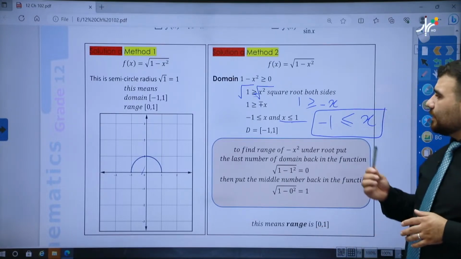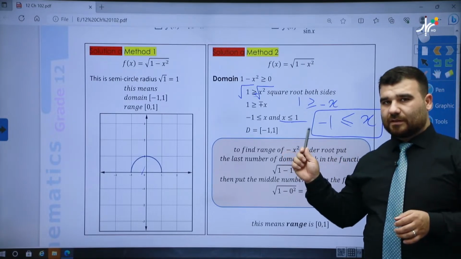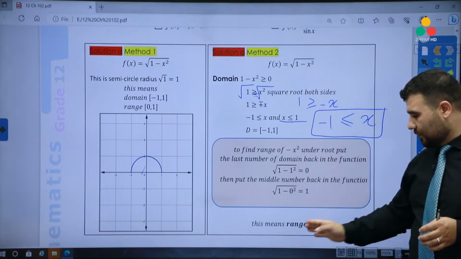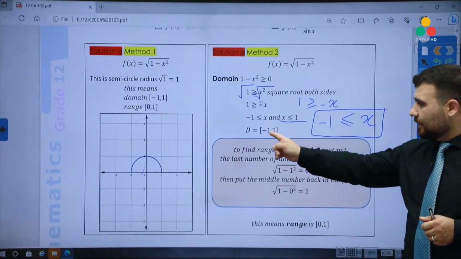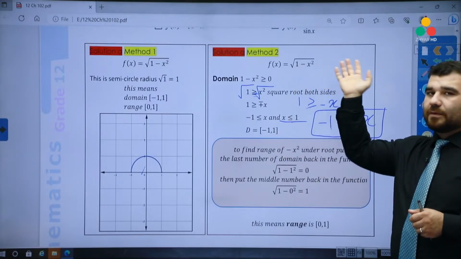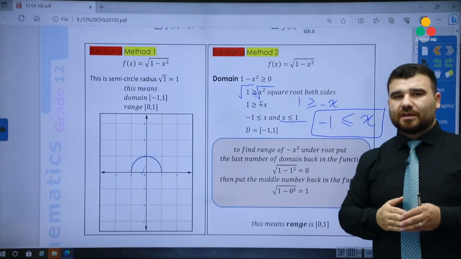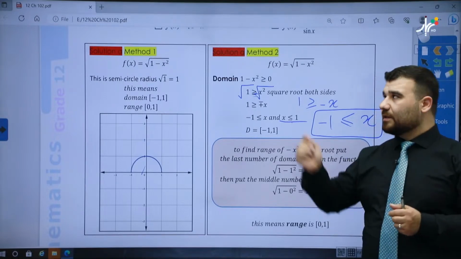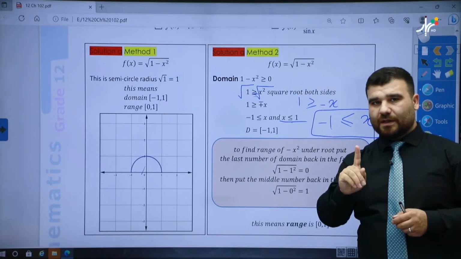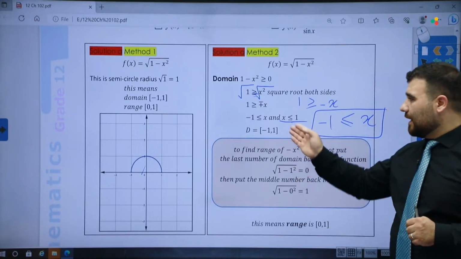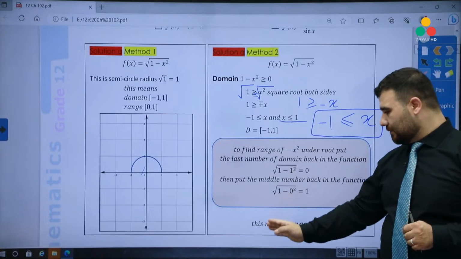You can rewind this part of the video to understand. Understanding this is really important: why the range is from 0 until 1. If I put -1, I will get 0. If I put 1 here, I will get 0. Then I should put the number which is right between 1 and -1, which is 0. Then if I put 0, I will get 1. This means 1 is the highest value I can get for range, and 0 is the lowest.